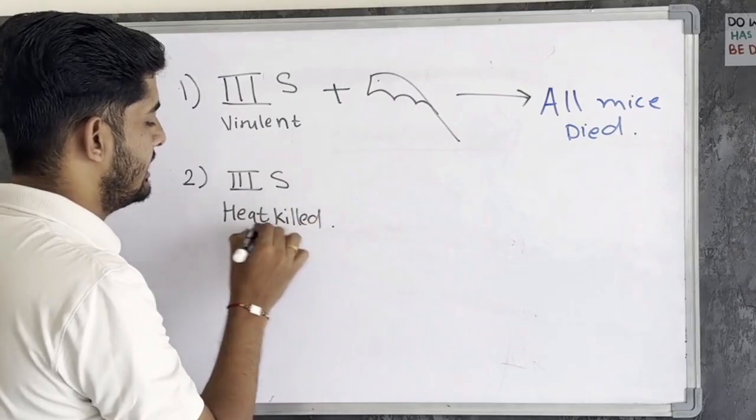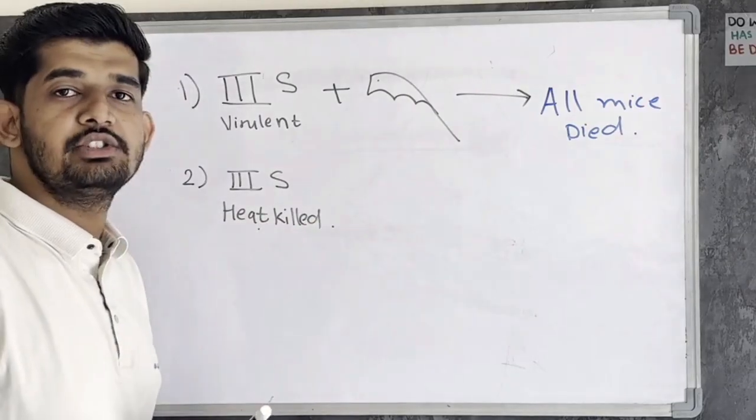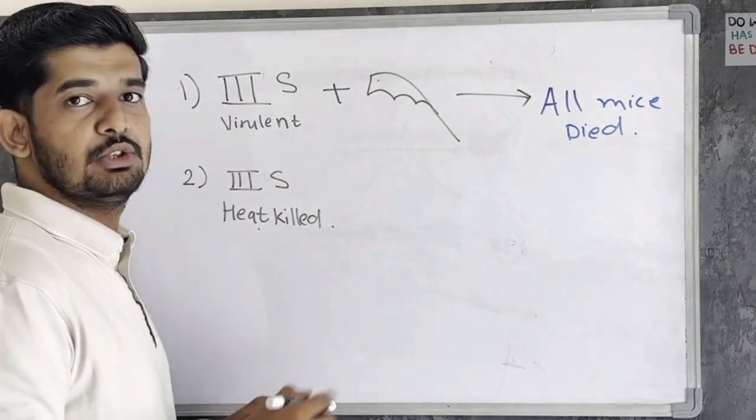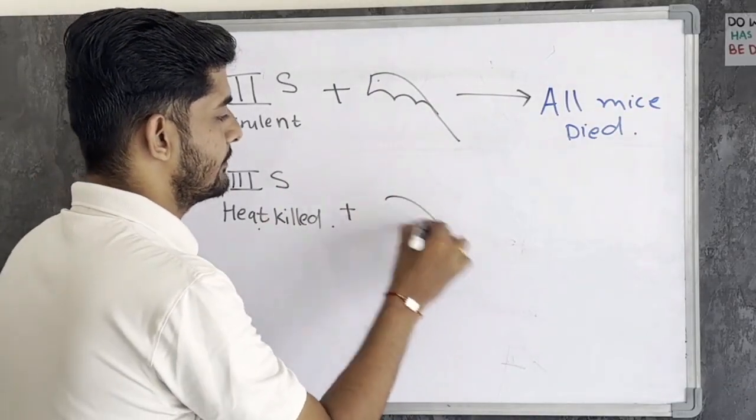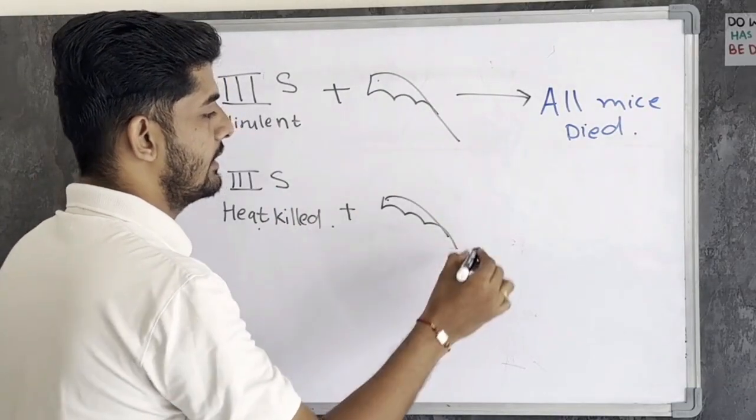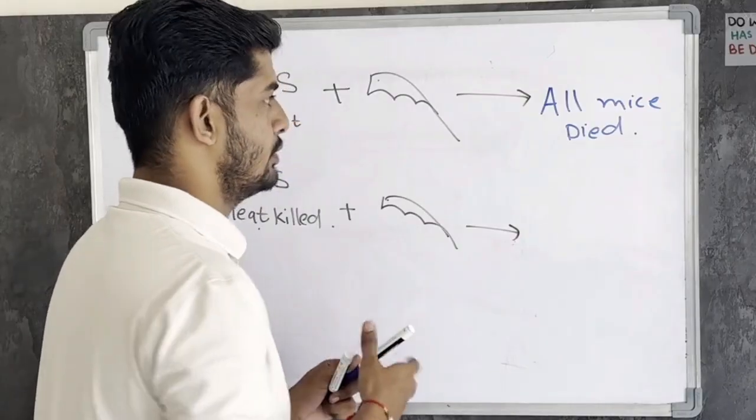Now in the second step, he took the same 3S bacteria, but that was heat killed. Now all these bacteria are dead, so they have lost their ability of virulence. So they will not produce any type of pneumonia in the mice. So when they were infected in the mice, no mice died.